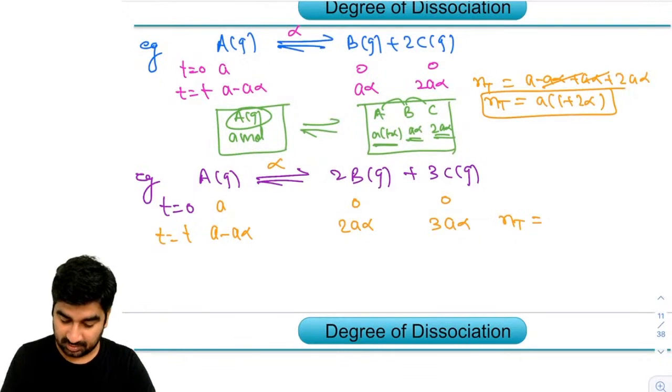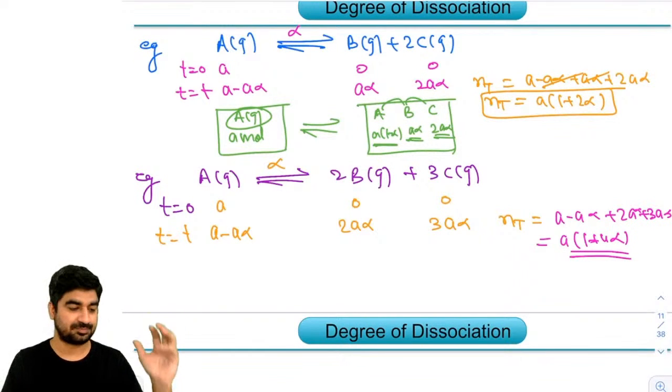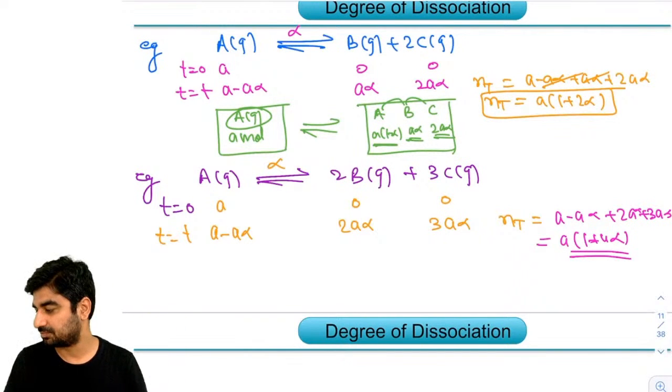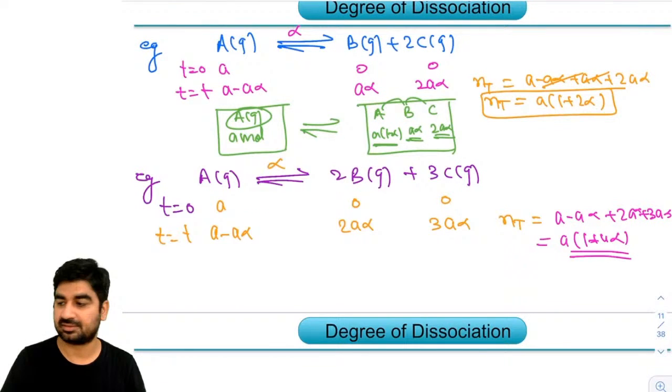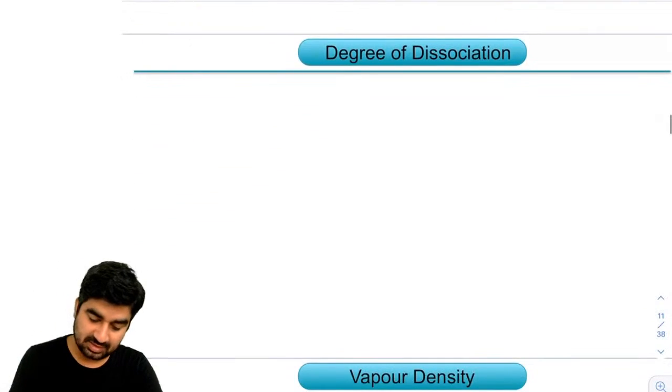And in this case, on adding you will be getting 1 plus 4 alpha. So these are the total moles. I hope now you are getting it. Okay. So let me take one more example here.